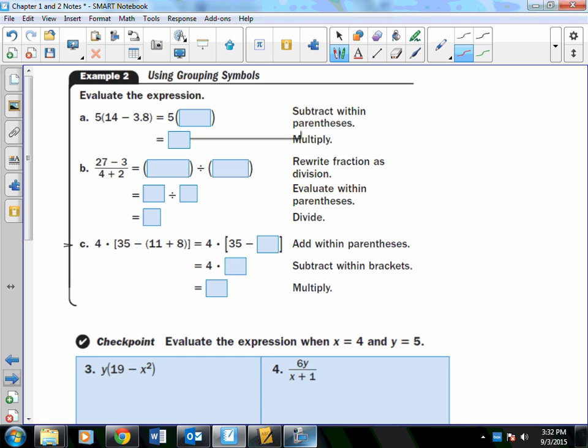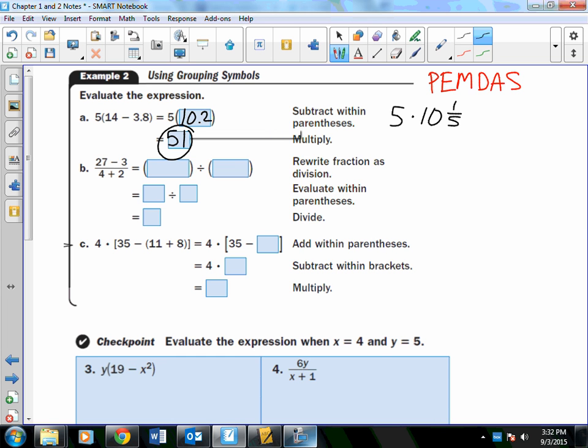So here I look, order of operations again. PEMDAS. Say do parentheses first. 14 minus 3.8 is 10.2. Now I have 10.2 times 5. Might be tough without a calculator unless I remember that 0.2 is actually a fifth. So now I have 5 times 10 and 1/5. Well, 5 times 10 is 50 and 1/5 times 5 is 1. So this is actually 51.